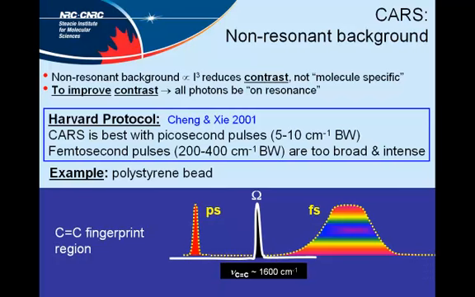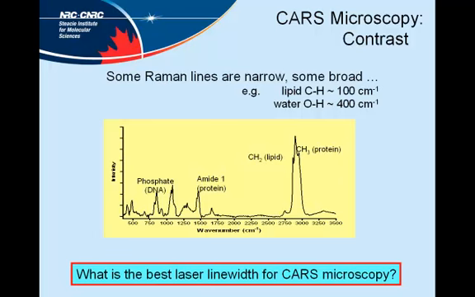However, the first point I'd like to make is that these Raman lines have a line width that depends on what you're looking at. For example, a lipid stretch is around 100 wave numbers broad. If you're interested in biological water, that could be 400 wave numbers wide. So it's not necessarily true that a picosecond pulse is the optimum line width.